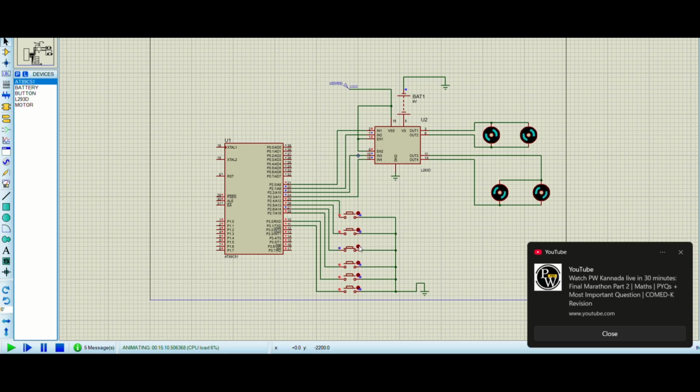When I turn on the third switch, all the upper motors will start rotating in the clockwise direction. And when I turn on the fourth switch, all the upper motors will rotate in the anti-clockwise direction. Now coming to the fifth switch, all the lower motors will rotate in the clockwise direction. And coming to the sixth switch, all the lower motors start rotating in the anti-clockwise direction.